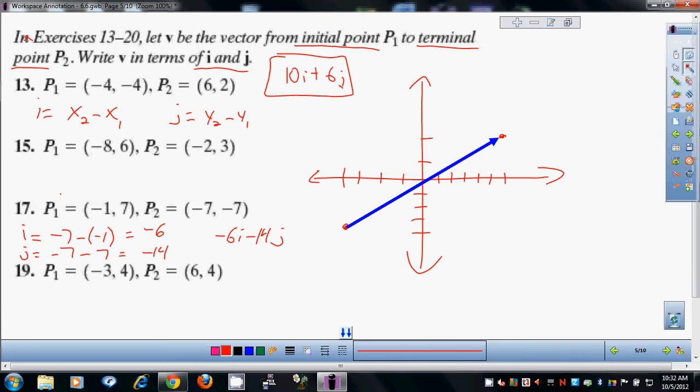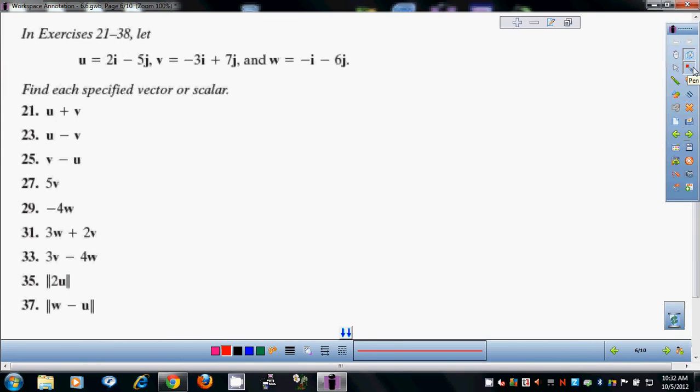Okay, let's keep going. All right, if you were to look at this and think, man, wouldn't it be nice if this is all you had to do? That's all you have to do. U plus v, you literally add like terms. U plus v: 2i plus negative 3i, negative 1i; negative 5j plus 7j, 2j, done. No problem, just give me 2 seconds. Make sure there's no problems on that one yet.